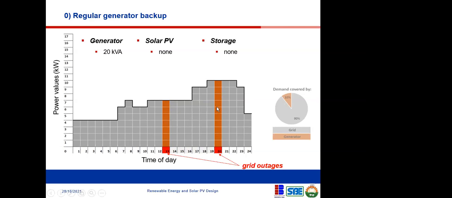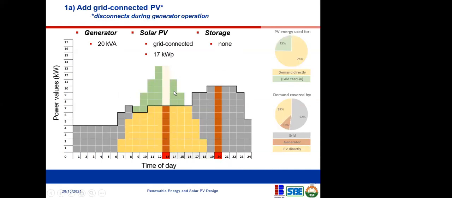Now, these are just assumptions, okay? So at this time, when the grid fails, you actually have a generator, it's not that you don't have anything. You have a generator to run. So you run your generator for 2 hours, at 1 p.m. and then at 8 p.m. That's when you run your generator. So how do you design your system so that you can get rid of these generators?